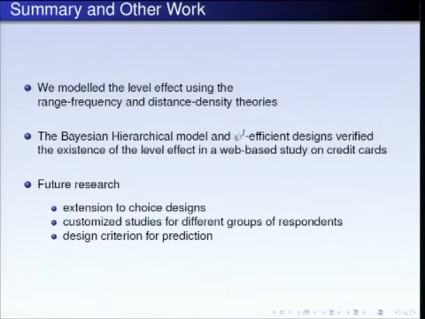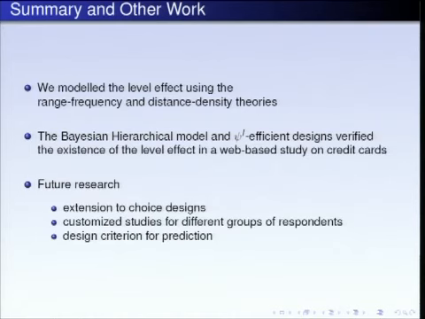We've also been talking to Brad about the possibility of having customized studies for different groups of respondents, because as he demonstrated in his study, if you get different demographics, then people are going to give different kinds of ratings. So it would be nice if we could find the demographics of the people in the study and give different designs to the different people.